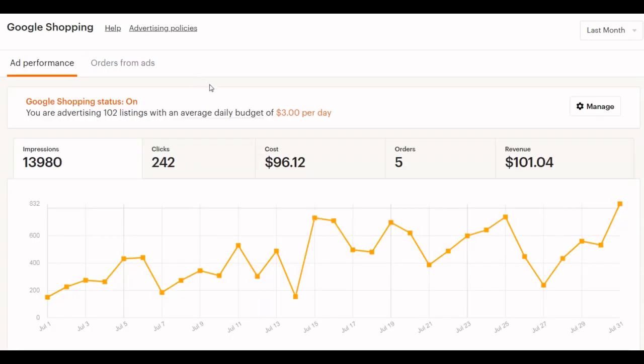Google Shopping ads, I am sticking with $3 a day. Now, if you've watched any of the Etsy performance videos, you remember that my Google Shopping ads have still not turned a profit. However, there's been a huge increase and improvement in not only impressions and clicks, but also orders. As you can see here, the cost of these ads, and again, I'm running $3 a day, cost $96, revenue $101. So once you subtract product costs from this and everything, I've lost some money here.